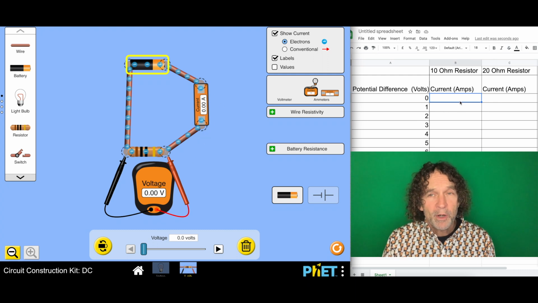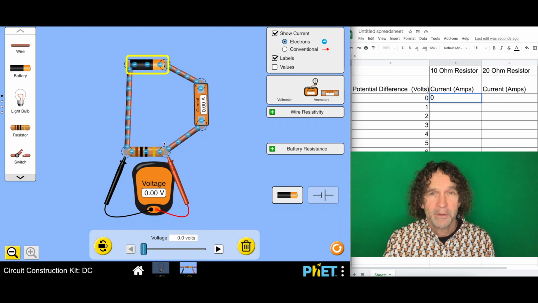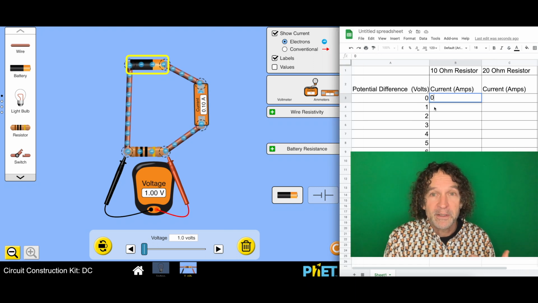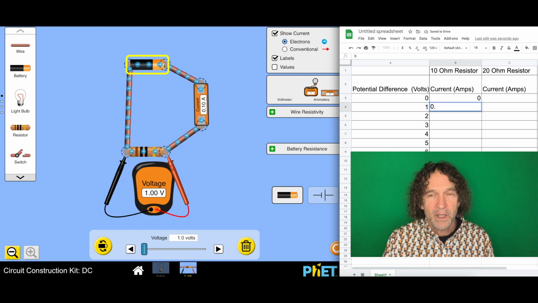And not surprisingly, when the potential difference of the cell, the electromotive force, is 0, there's no current. And no current, obviously, because there's no force. If there's no force, there's no change in motion. And those electrons aren't going to whiz round on their own. They need something to force them round. So we put 0, 0 into the table.